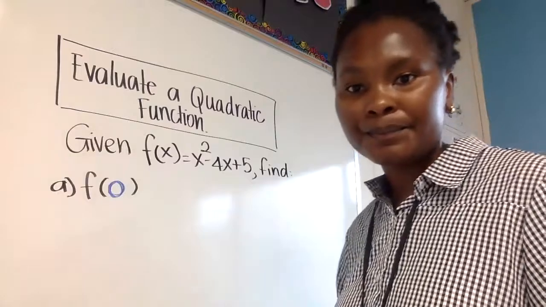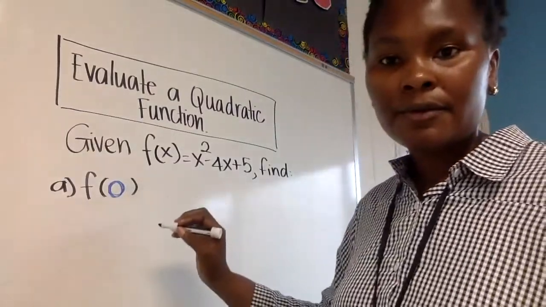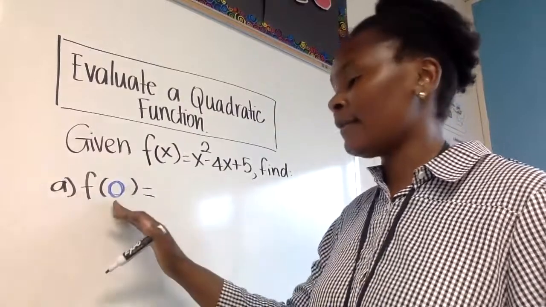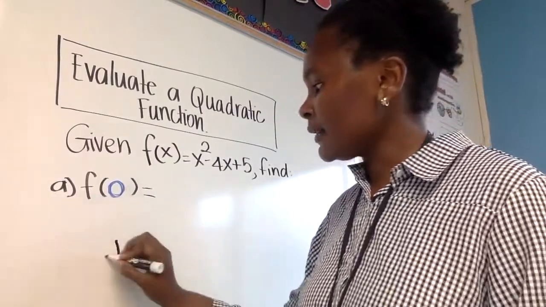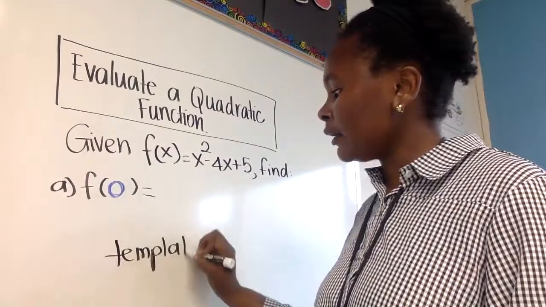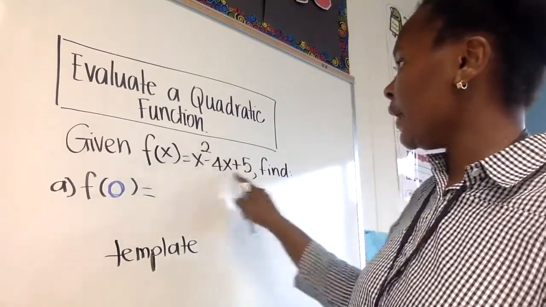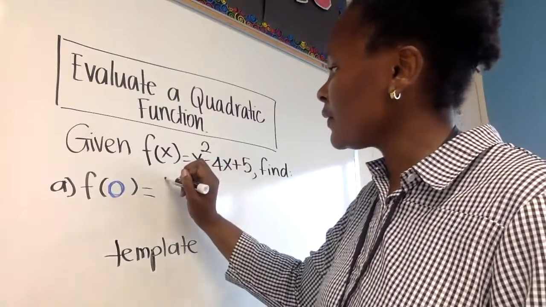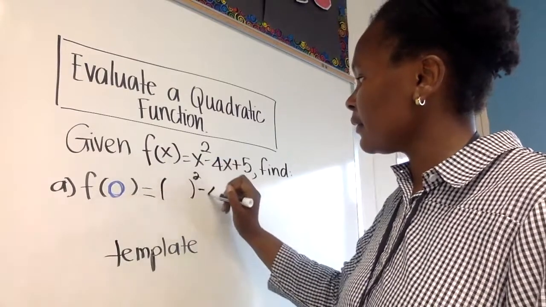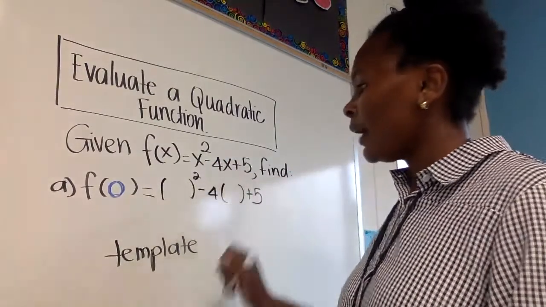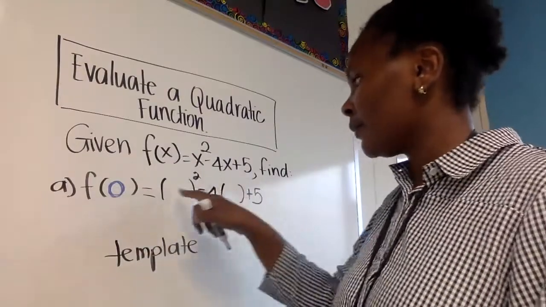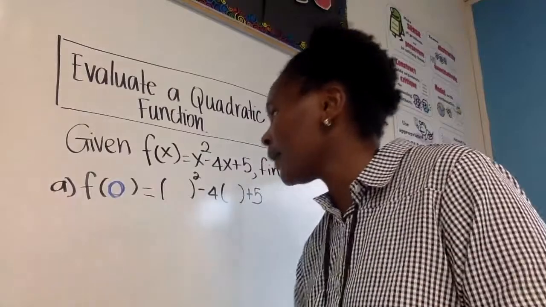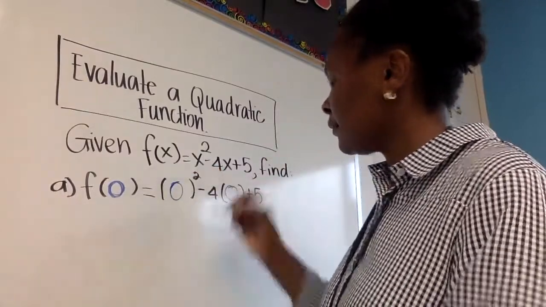So let's continue. Sorry for the noise here. So how do we find f of 0? How do we evaluate a function given an x value? What I like to do is use a template. What do I call a template? Basically, I'm going to rewrite the quadratic function, but instead of writing the variable x, I'm going to use two empty parentheses like this. Why? Because now I know what value to plug in for x. So you're going to write 0 here, 0.